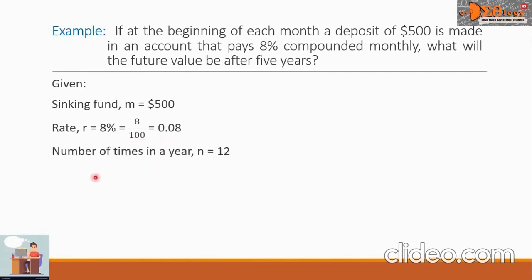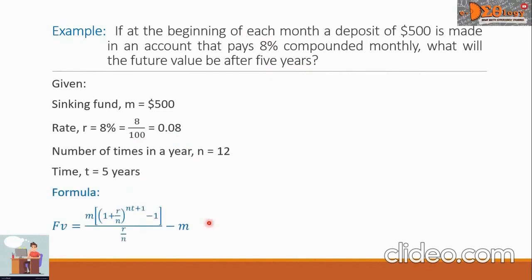The next given is the number of times deposit is made in a year. It says here each month. So we write N equals 12. The time denoted by T is 5 years. Then we write the big formula here. Let us start now the substitution.